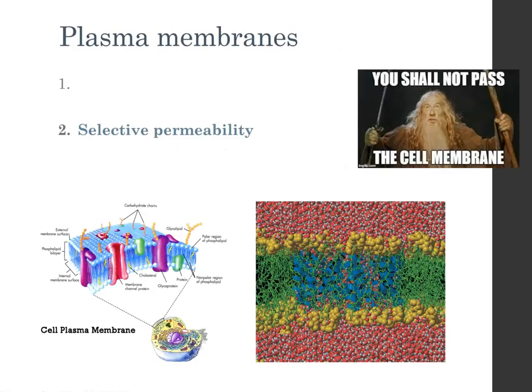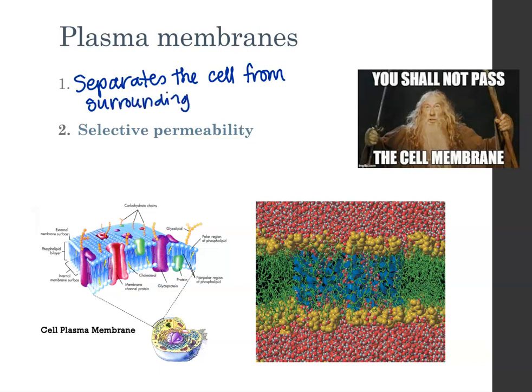So let's take a look at the plasma membrane. The plasma membrane is really important because it separates the cell from its surroundings. In other words, it acts as a boundary for that cell, and it controls what moves in and out. And it does this because it is selectively permeable.